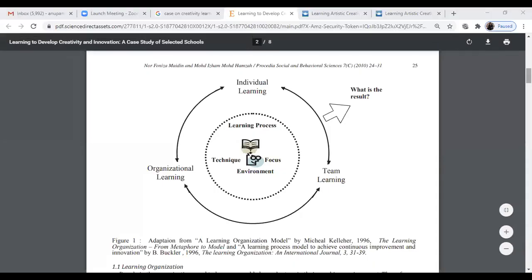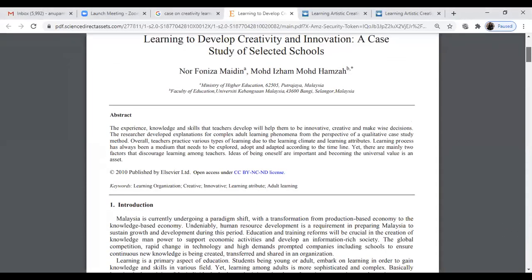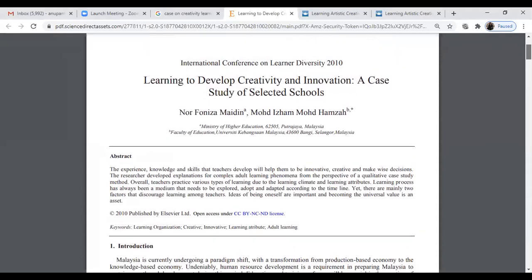Good morning, everyone. Today we'll discuss the new topic that is creativity. Before discussing the theory about creativity, I would like you to read this small case. Is this visible?